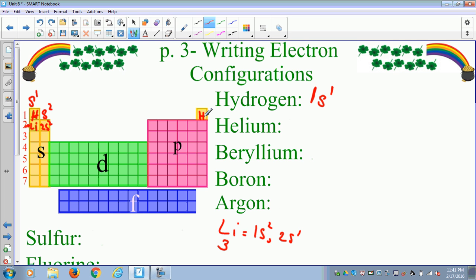Helium is right here. Hydrogen is 1s1, so helium will be 1s2. Beryllium is 4. It's right here. So first of all, you do 1s2 and then 2s2.